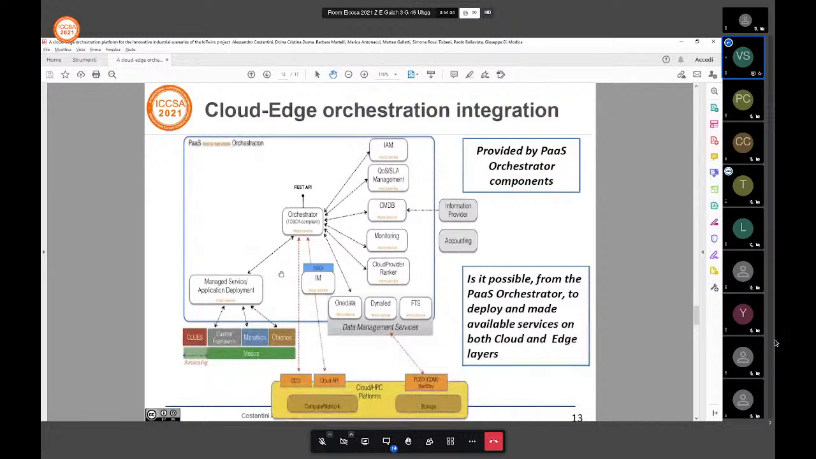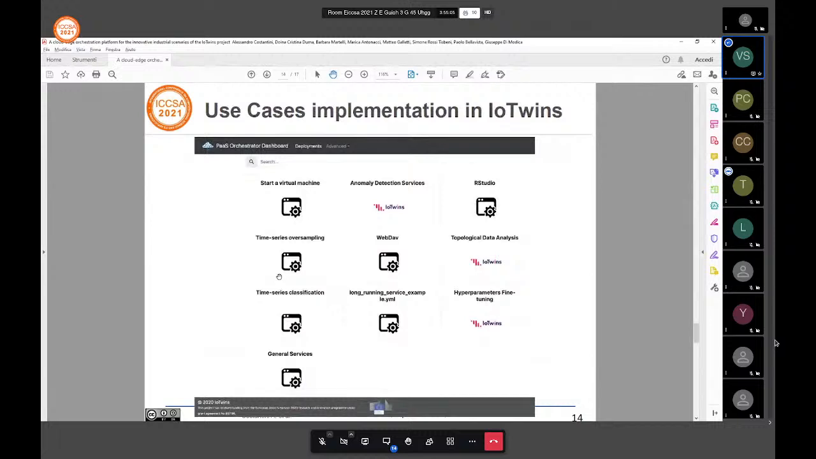Here you can see the cloud-edge orchestration integration activities at a high level, provided by the PaaS orchestrator components. Thanks to that, it is possible from the PaaS orchestrator to deploy and make available services on both the cloud and edge layers. So you have just one controller in order to do that.